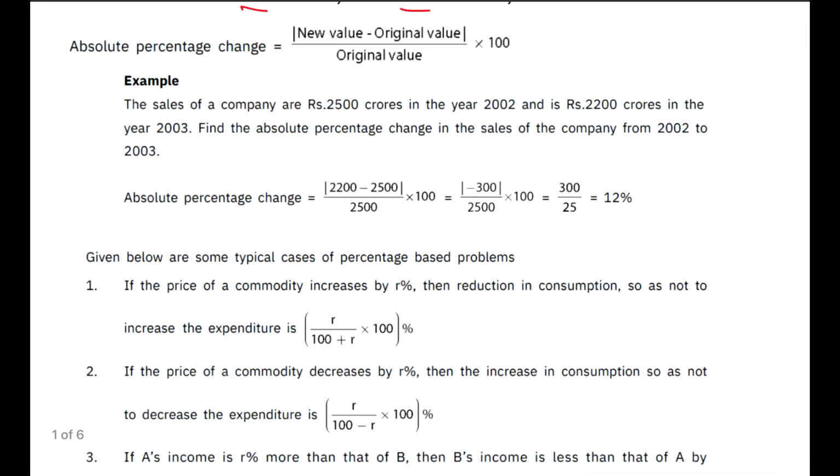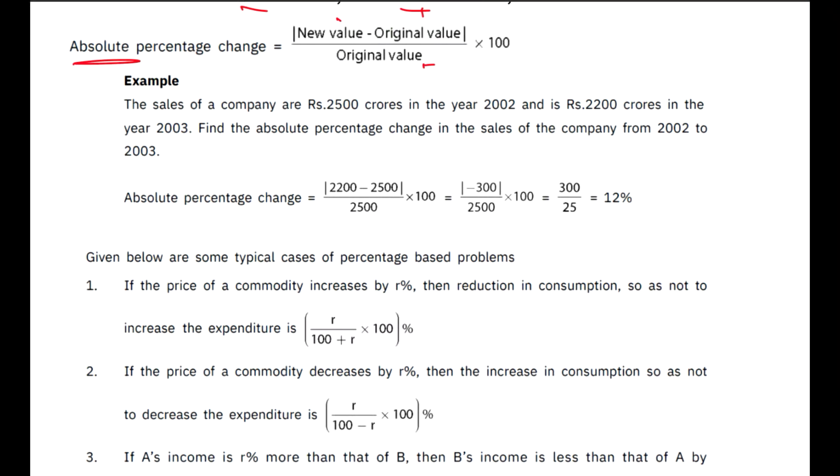The first formula which you all need to know is the percentage change formula. We all know that percentage change is equal to new value minus original value divided by the original value. तो जो भी current value है that will come first and the denominator will always be the original or the initial value. Now please mark the word absolute.